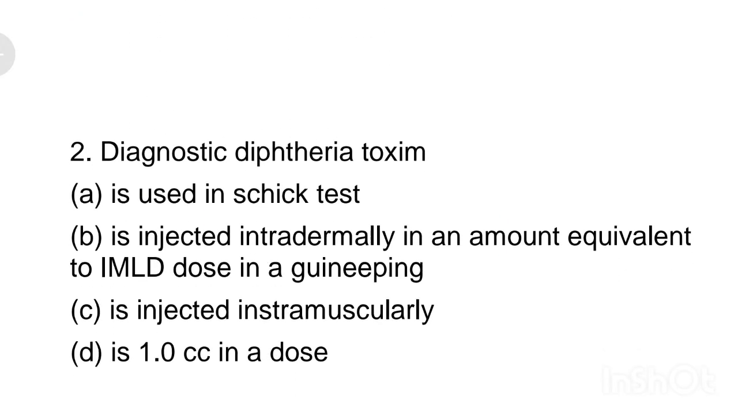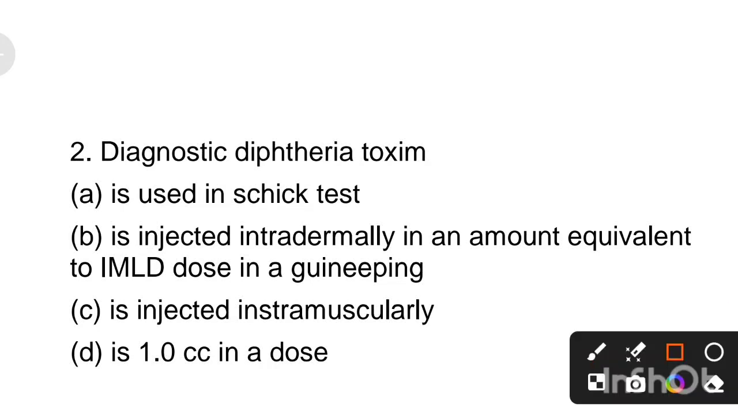Diagnostic diphtheria toxin: option A, is used in the Schick test; option B, is injected intradermally in an amount equivalent to 1/50 MLD dose in a guinea pig; option C, is injected intramuscularly; option D, is 1.0 cc in a dose. Right answer is option A. Diagnostic diphtheria toxin is used in the Schick test.